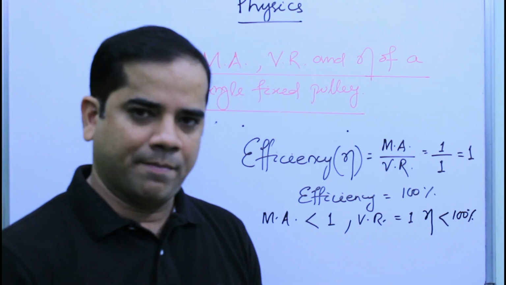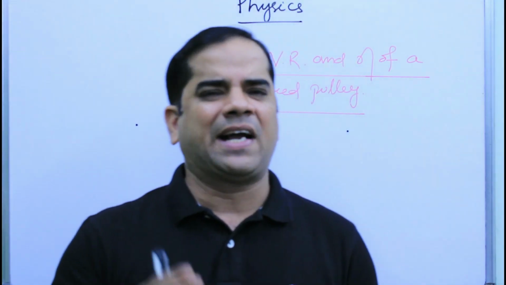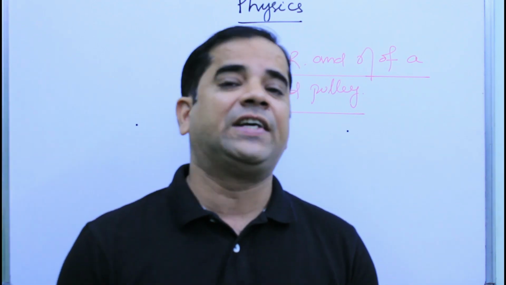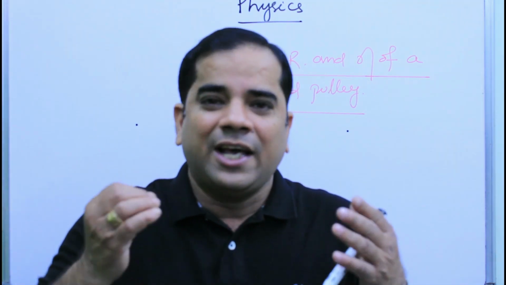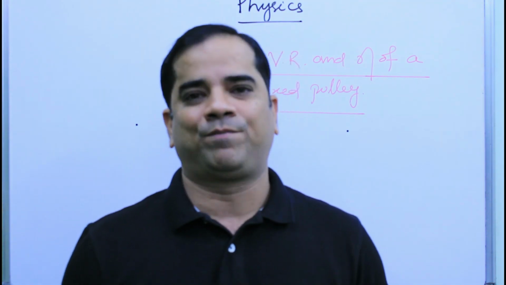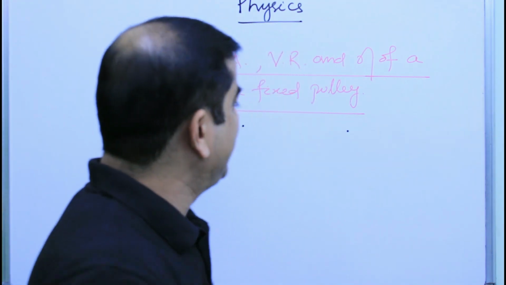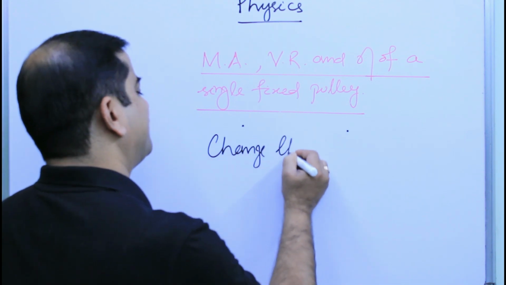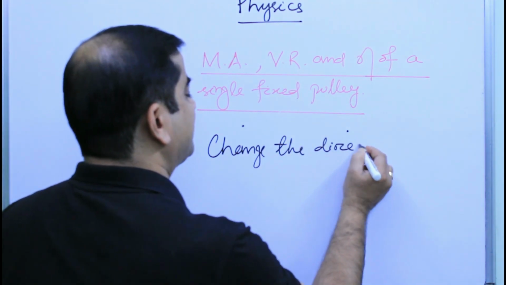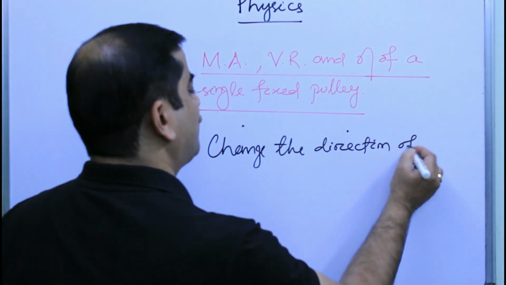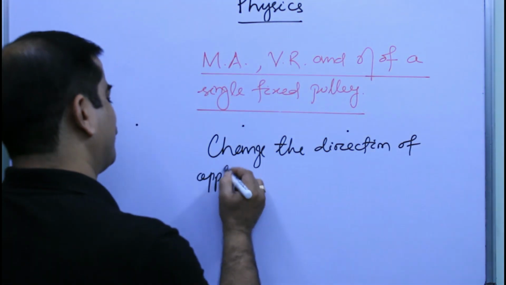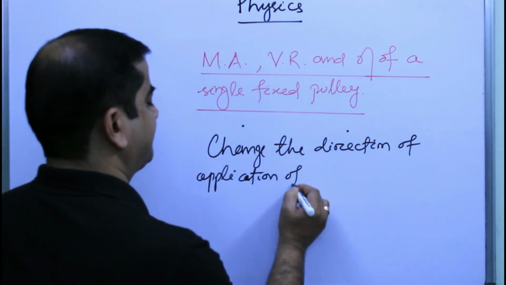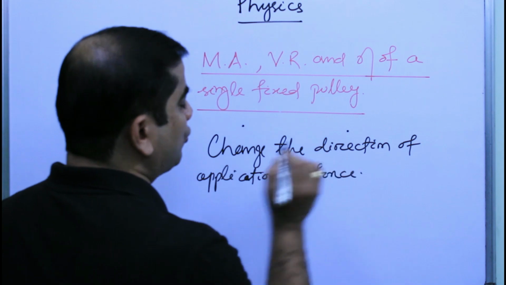You need to remember. As there is no gain in mechanical advantage and velocity ratio when we use single fixed pulley, then why do we use single fixed pulley? A single fixed pulley is used to change the direction of application of force. Okay, you need to remember.